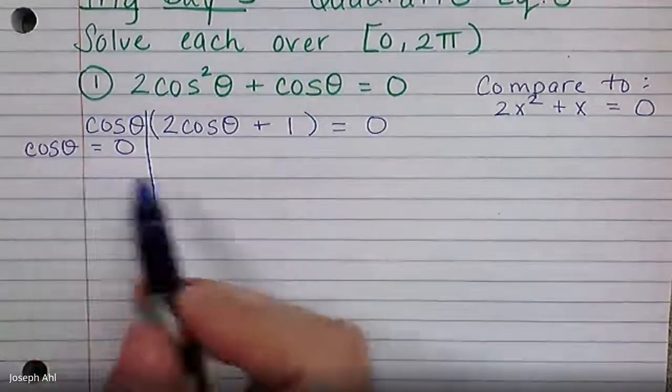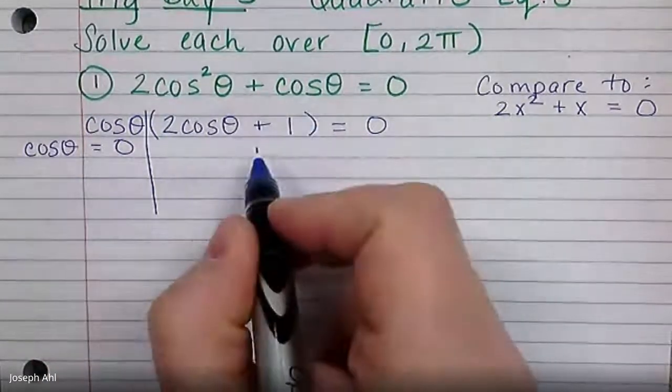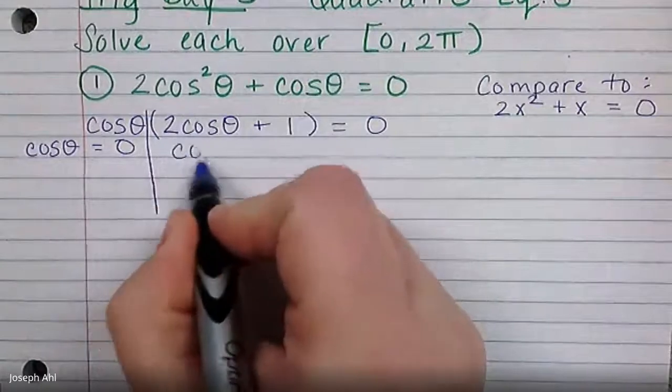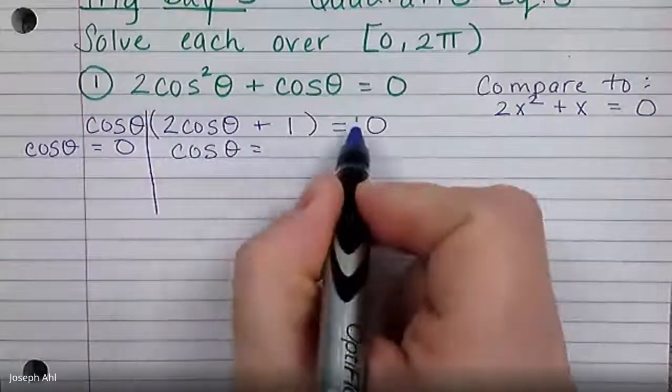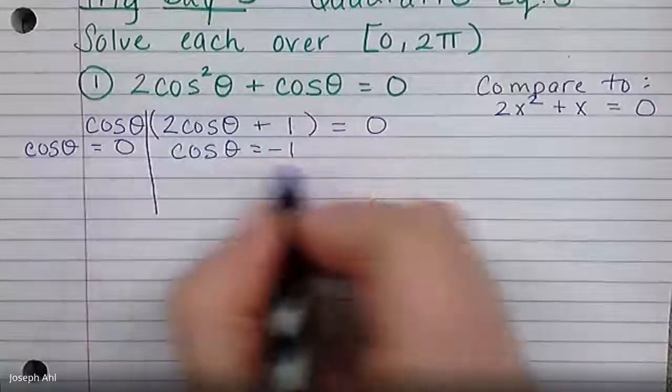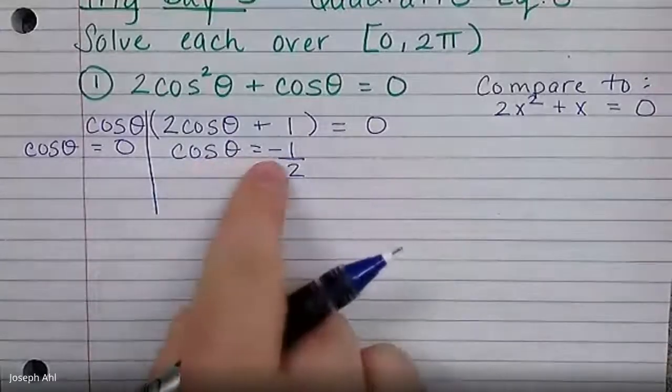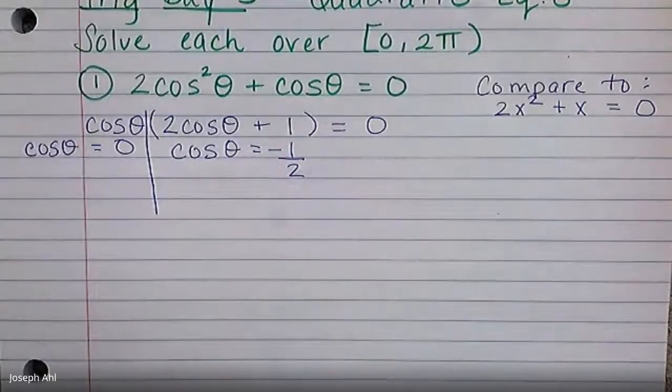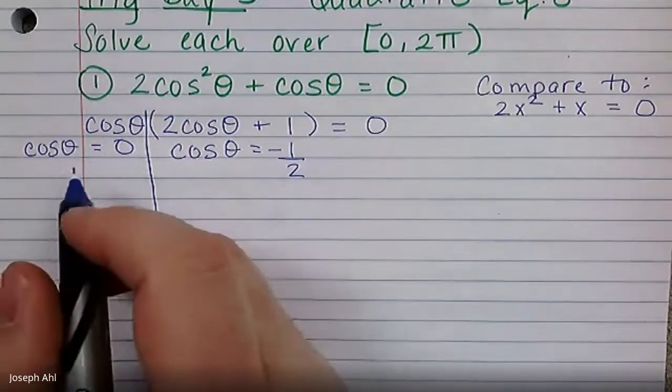So we're going to solve when does cos theta equal 0, and then on this side, if you solve and get cos theta alone, you would subtract the 1 over and then divide by the 2. So on this side, you're going to figure out when does cos theta equal -1/2. All right, so let's go ahead and do the left side first.